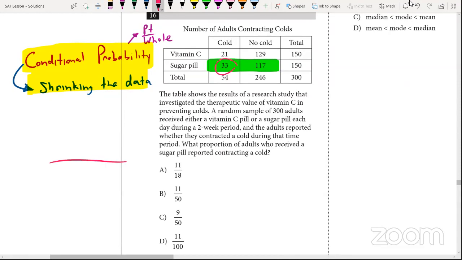So how many people received the sugar pill? 150, which is the 33 plus 117. And how many of those 150 got the cold? 33 of them did. So the answer is 33 over 150. And it simplifies, divide by 3 on both sides, to 11 over 50. So the answer to number 16 is going to be B. Going over to number 17.